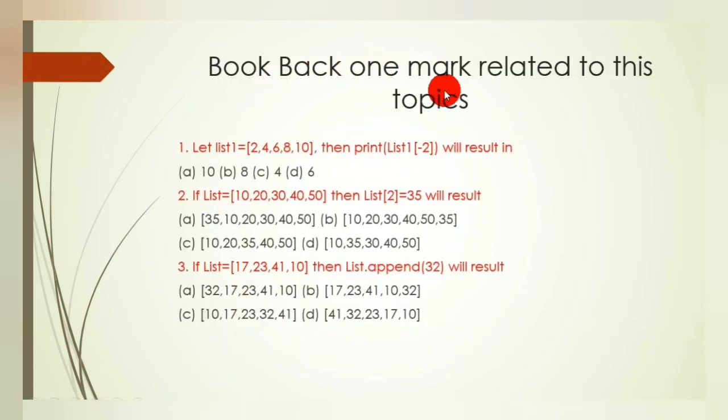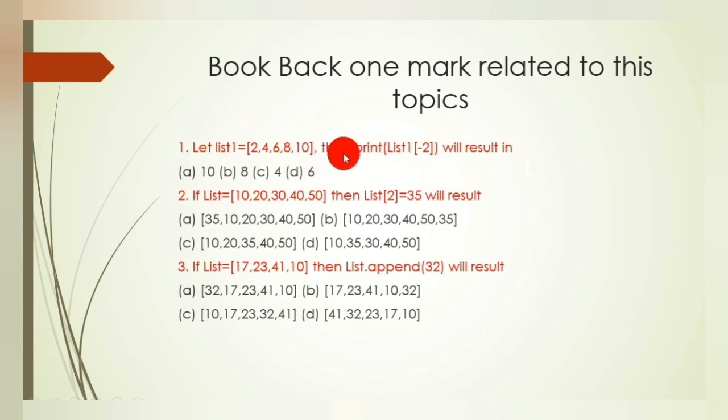Now you can see book back 1 mark questions related to this topic. First question: list1 equal to 2, 4, 6, 8, 10. Then print list1 of minus 2. What will be the result of this one? We know that in Python you can give both a positive index as well as a negative index. The negative index starts from the last element. The last element has the value minus 1.